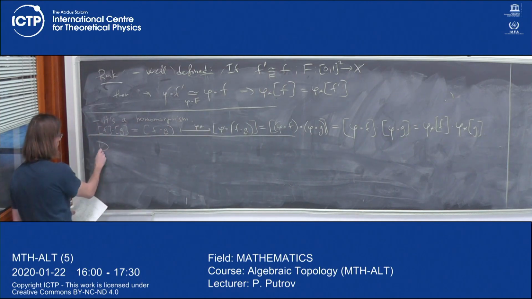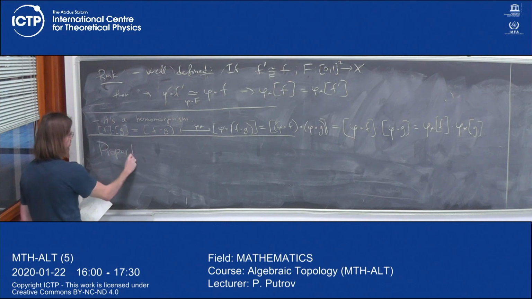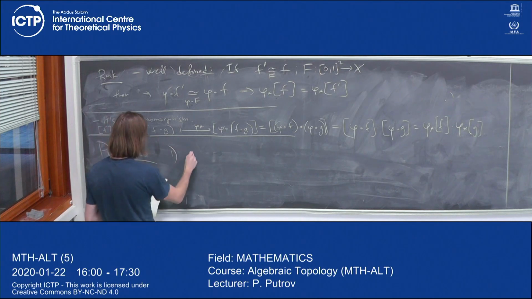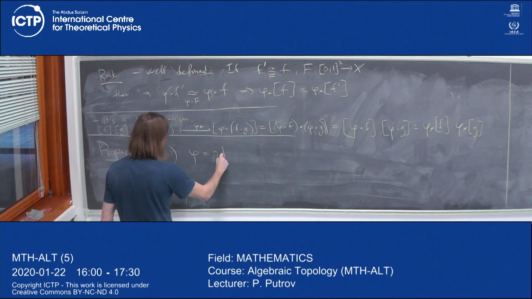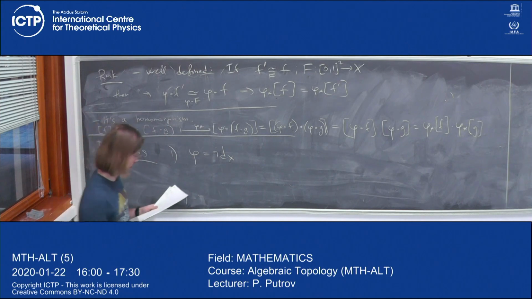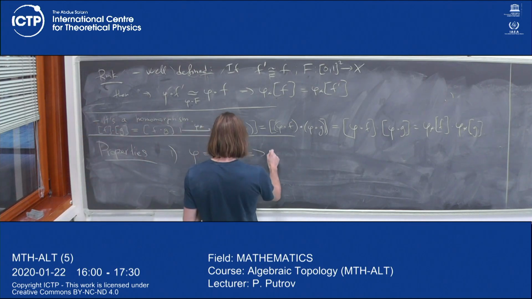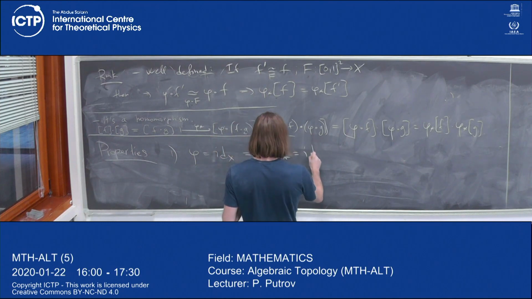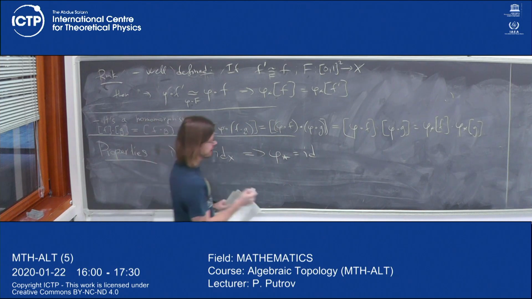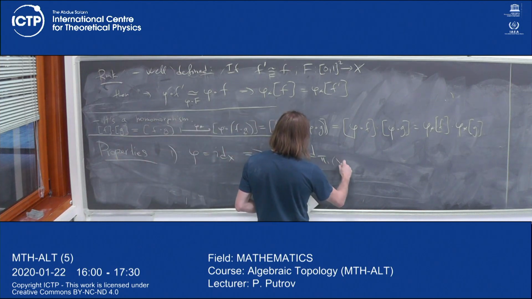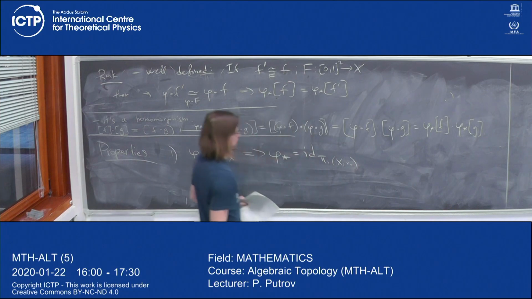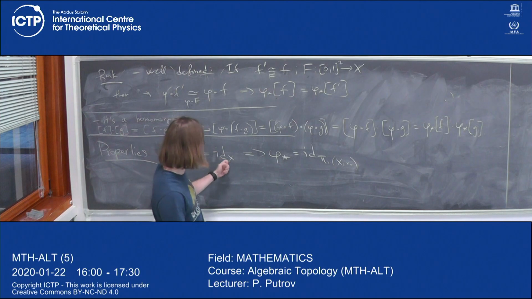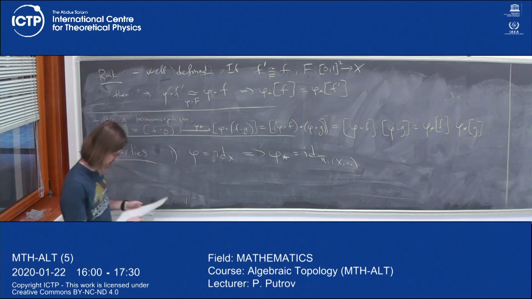So it has the following nice properties. First property: suppose phi is the identity map acting on X. This implies that the corresponding push forward is the identity acting on the fundamental group of X. This immediately follows from the definition, because the composition with the identity does nothing.